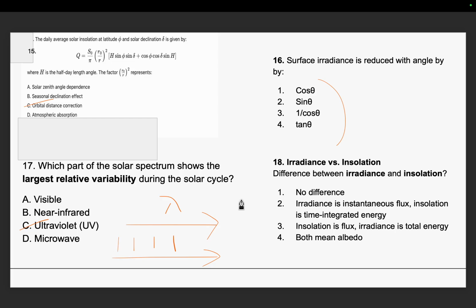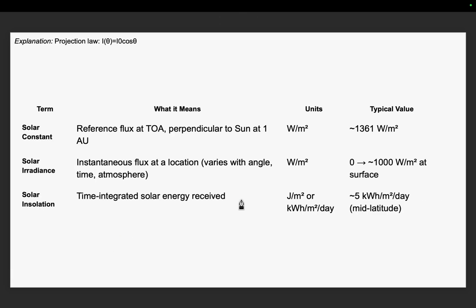Now the basic definition of three things: solar constant, solar irradiance, and solar insolation. The solar constant is the reference flux received from the Sun at the top of the atmosphere perpendicular to the Sun, considering the Sun-Earth distance to be 1 AU. One can derive the solar constant from the Sun's output, and this comes around 1360 to 1361 watt per meter square.